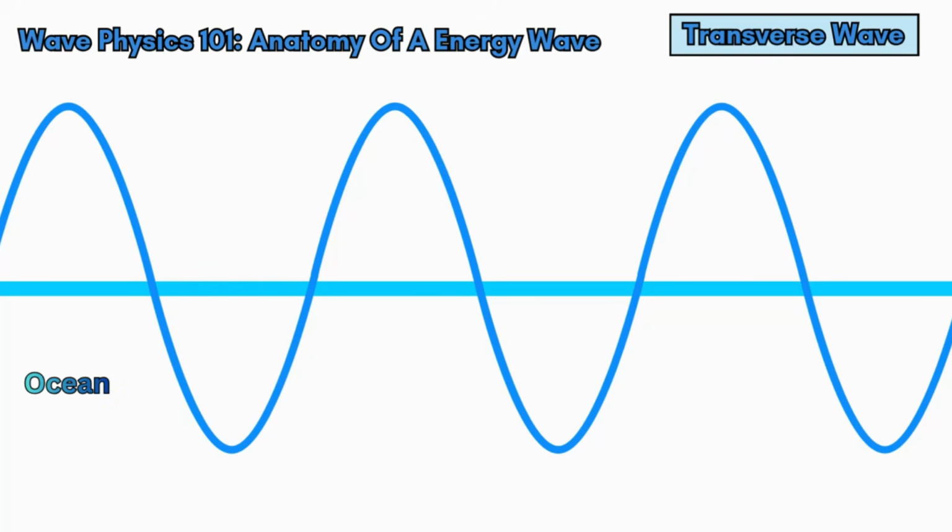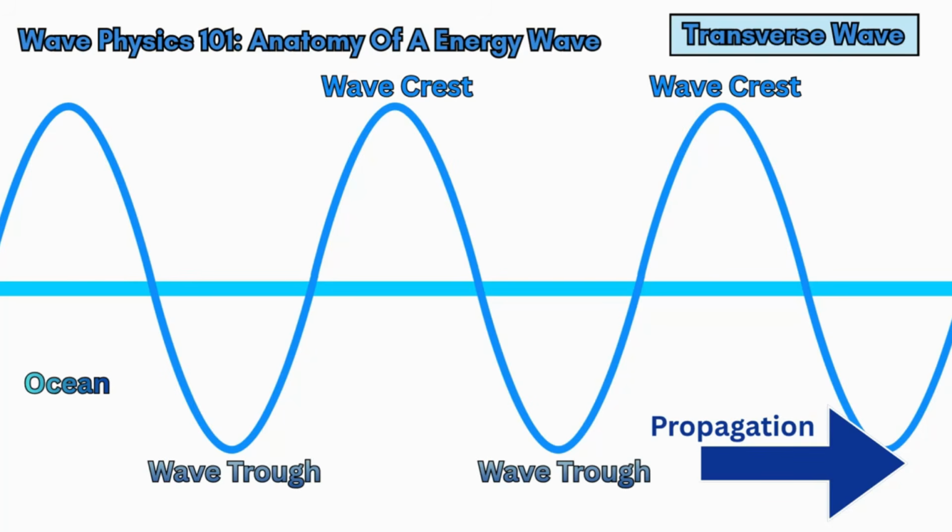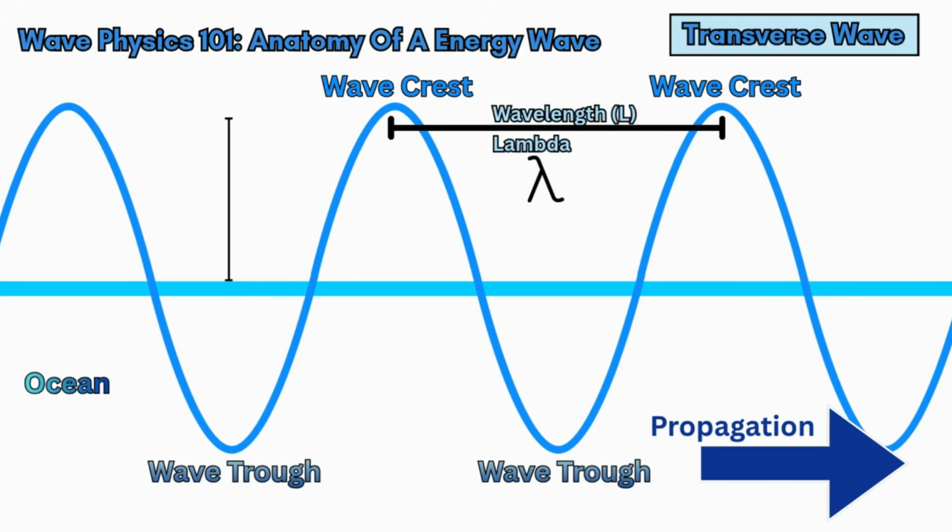Now, the movement of energy is called propagation, and we see it's moving to the right in this diagram. And we add in the wave energy: we have the wave crest and the wave trough, which are the high point and low point. The distance between the wave crest and the next adjacent wave crest is called the wavelength, or L, for which the symbol lambda is used. We also have the wave height and the amplitude, which corresponds to the energy within the wave that creates the height of the wave crest from the still water point.